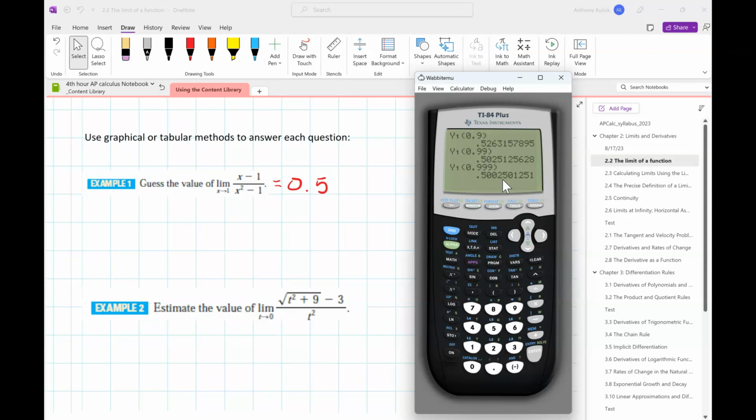Does everybody feel good as to what I did here to check? Chanel? So does it matter whether or not you do it graphically or this method? Tabular? Yeah. I would do both. I would check both because we're going to see in a minute where one or the other could give you maybe some misleading information. Okay? So I would try to do both.